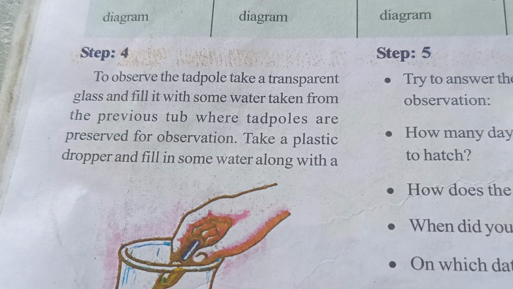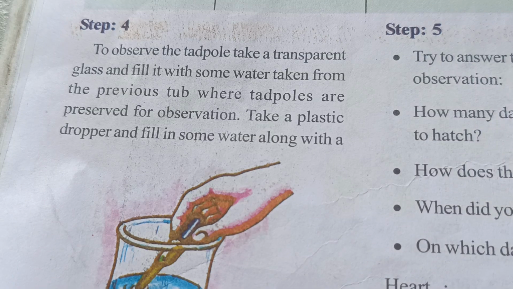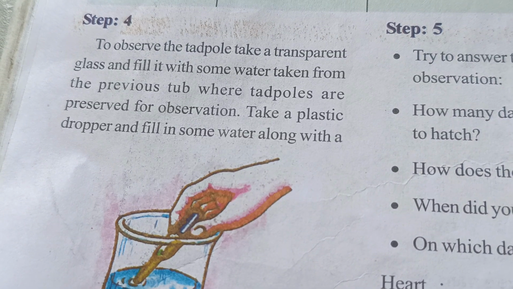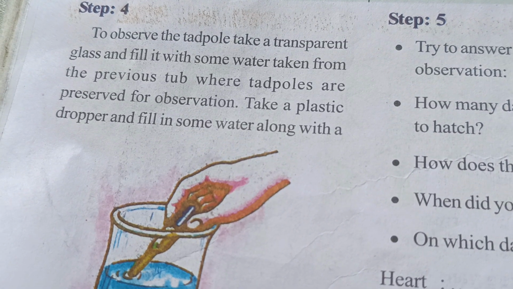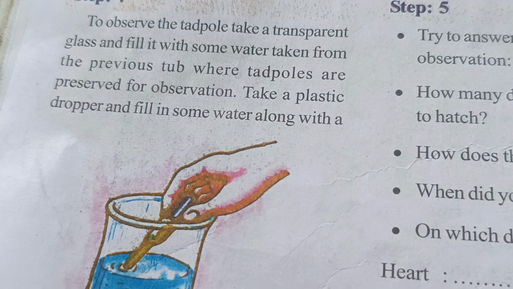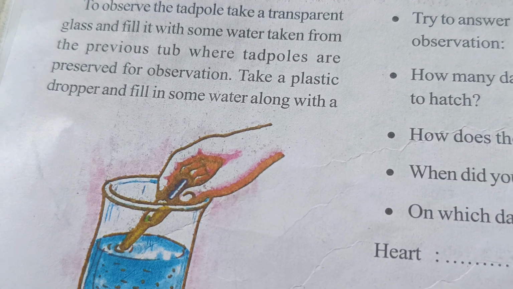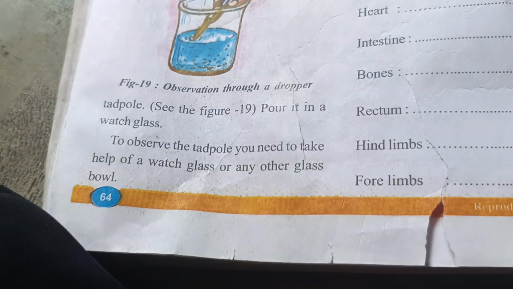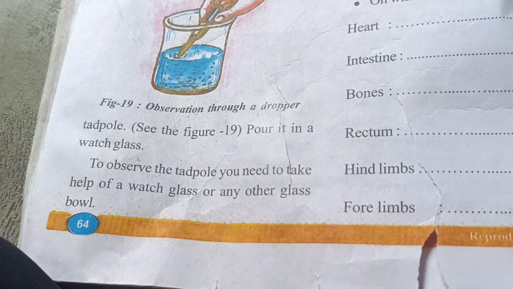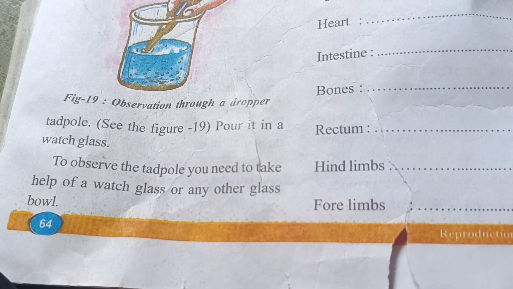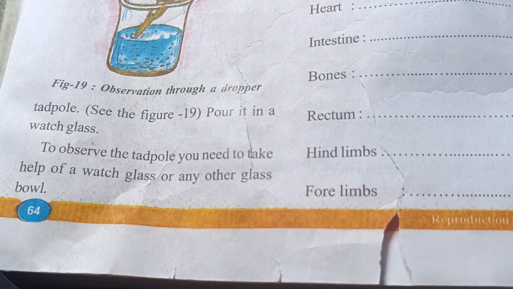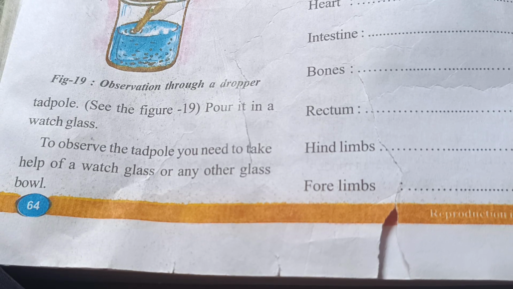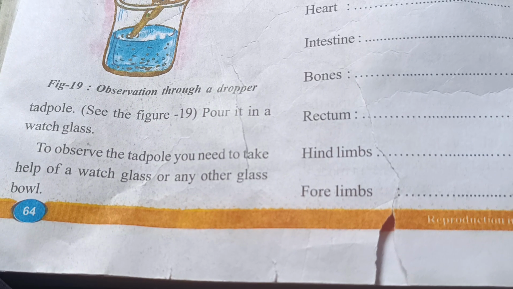Next, step 4. To observe the tadpole, take a transparent glass and fill it with some water taken from the previous tub where tadpoles are preserved for observation. Take a plastic dropper and fill in some water along with a tadpole. Pour it in a watch glass. To observe the tadpole, you need to take the help of a watch glass or any other glass bowl.